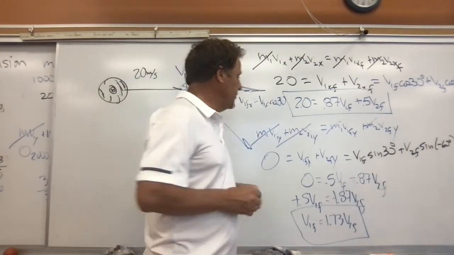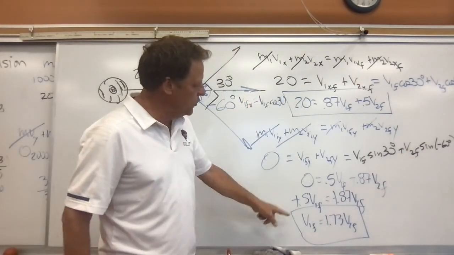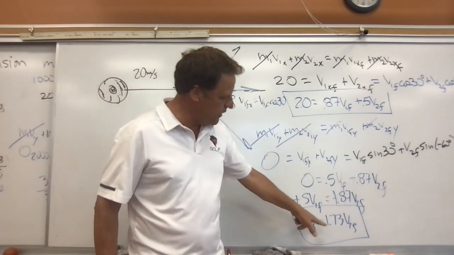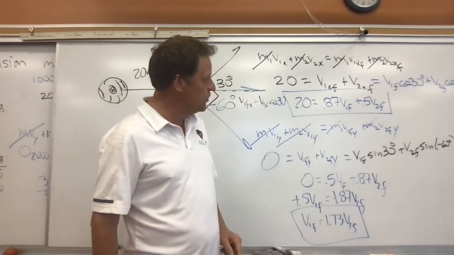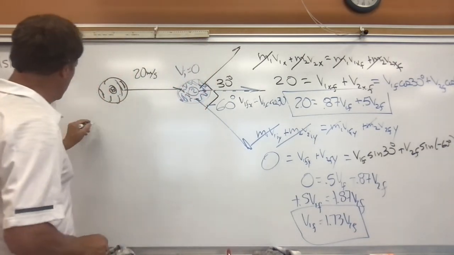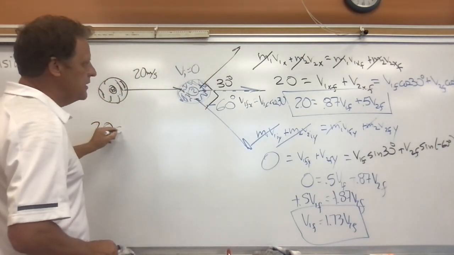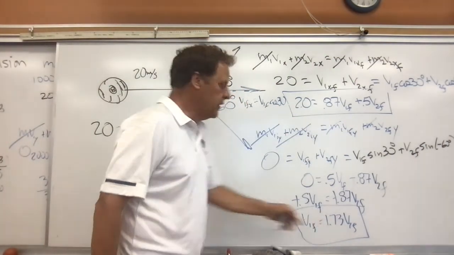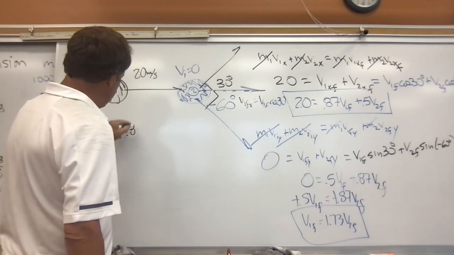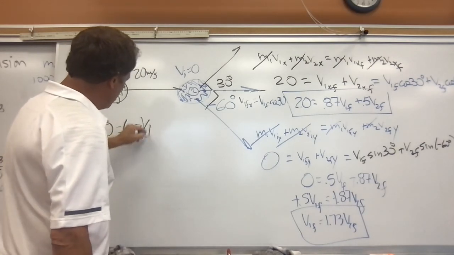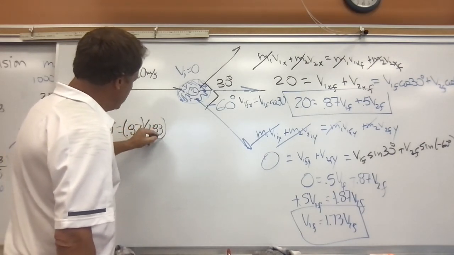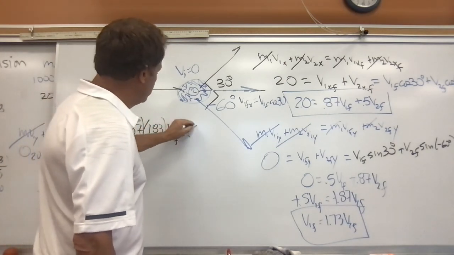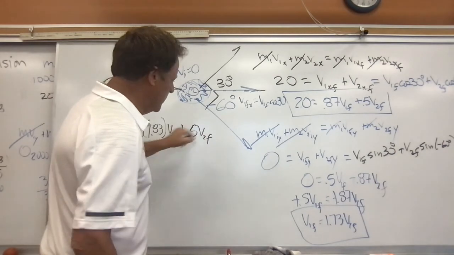All right, sorry about that, ladies and gentlemen. Okay, so now we're going to take these two equations. So we are going to do a substitution. Wherever it says v1 final, we're going to put in 1.73 v2 final. So we're going to say 20 is equal to 0.87 times 1.73 v2 final plus 0.5 v2 final.